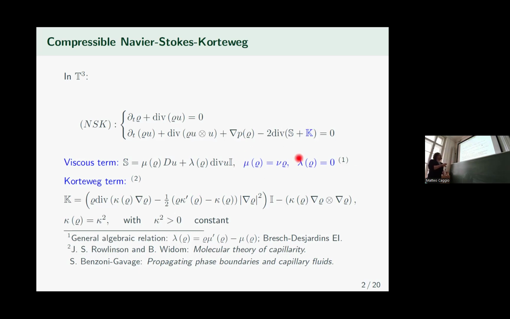One simple case is to have a linear dependence of the shear viscosity coefficient, and consequently, with respect to this relationship, the bulk viscosity equals 0. So this is basically a simple setting. Potentially, you can develop the same analysis for more general coefficients, namely nonlinear, but as a first step, we are in this kind of setting.